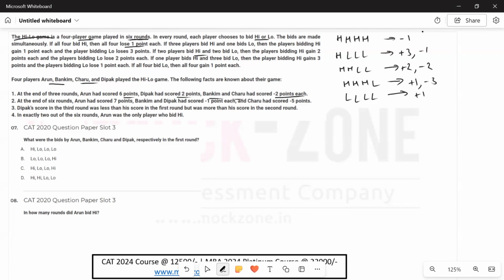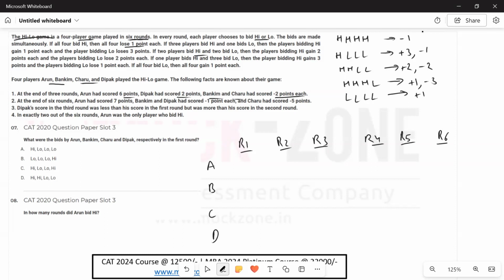Okay, so we'll make a table for this where we have four players A, B, C, and D, and then we have 6 rounds: R1, R2, R3, R4, R5, R6.